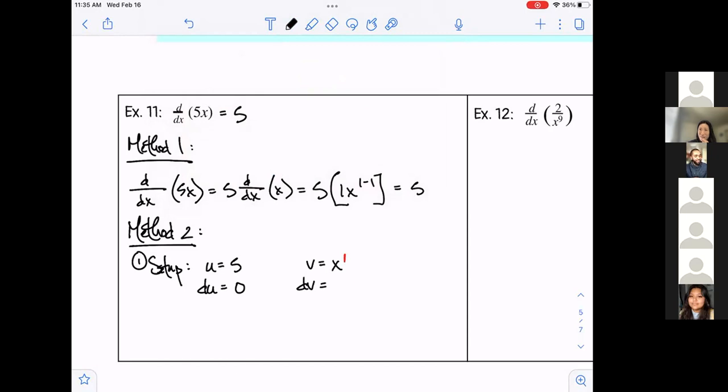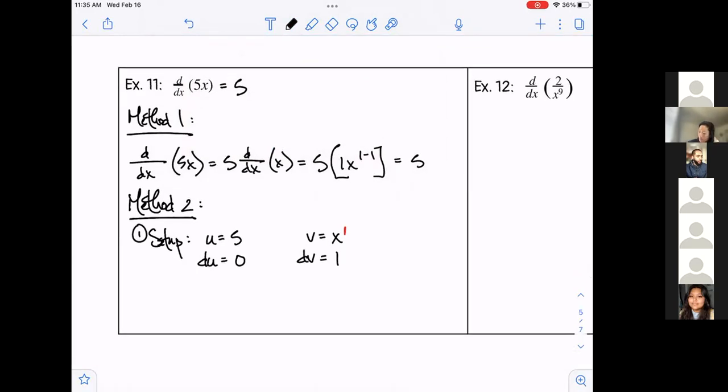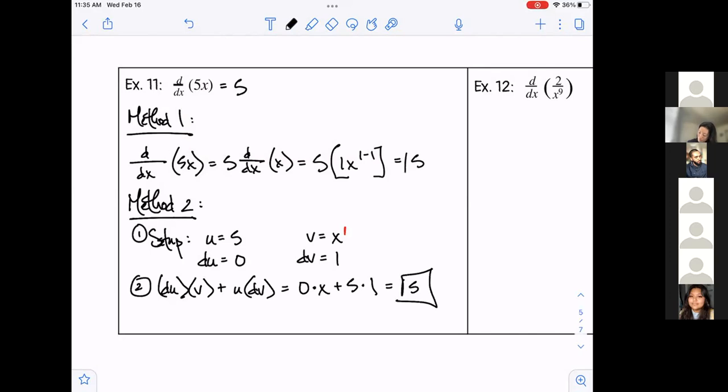Fatima, looks like you have x, the derivative of x is 1, exactly. We bring down that power and we end up with 1 times x to the power of 0, which is 1. So now we plug everything into the product rule and we get du times v plus u times dv. We plug that in, we get 0 times x plus 5 times 1, and we get 5.